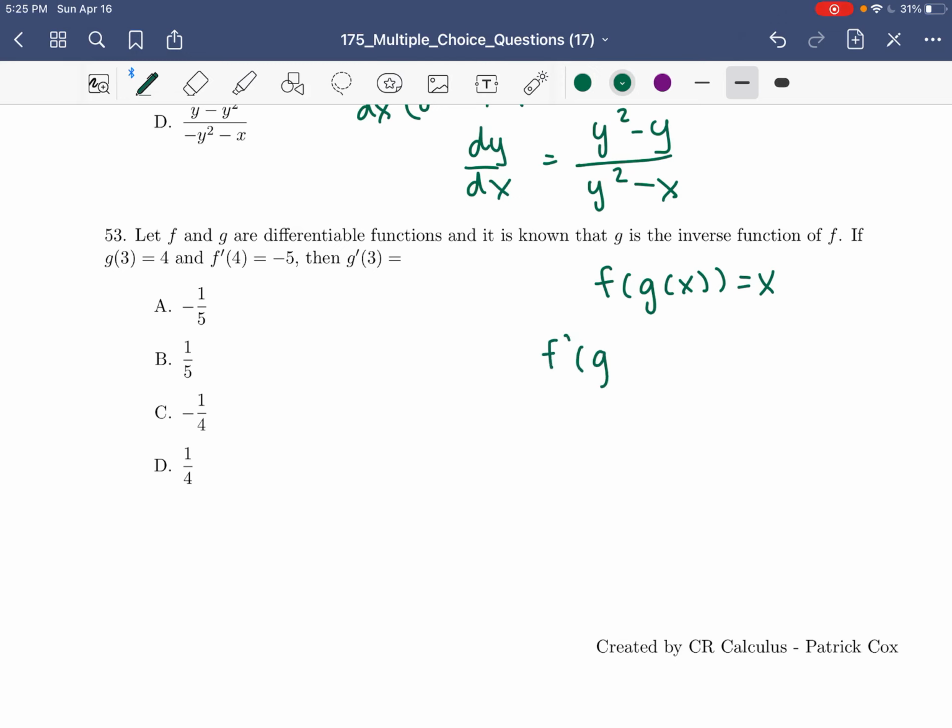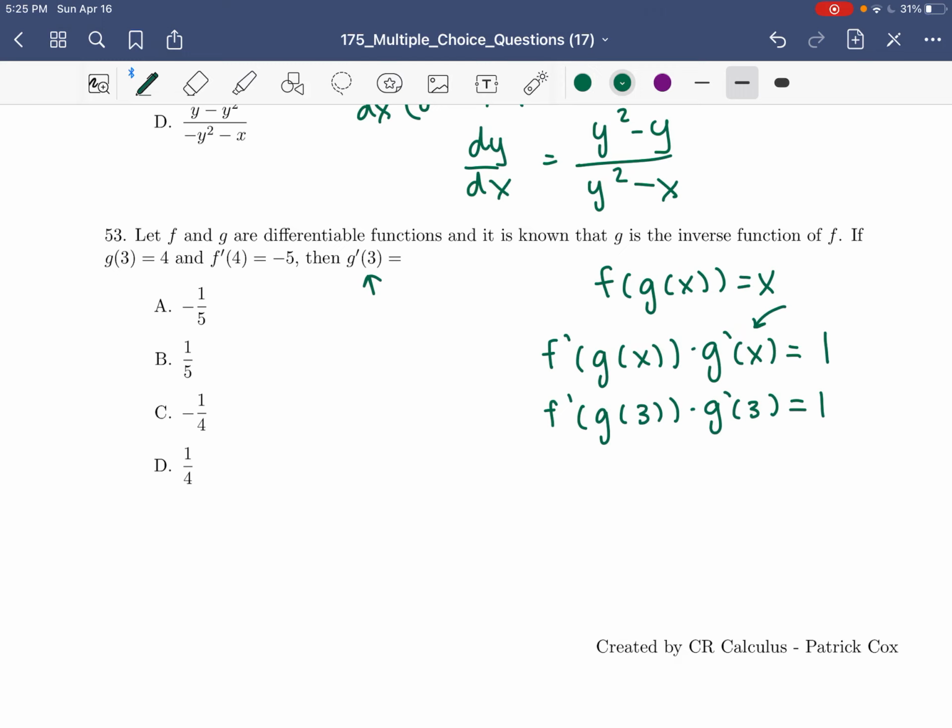So it's really going to be f prime of g of x times g prime of x equals derivative of x is going to be 1. So we need a chain rule there. And our whole point of doing this is we want g prime of 3, so we've created a g prime. Before, we didn't even have any way to get g prime. So now we are looking for g prime of 3. Let's plug everything in. So f prime of g of 3 times g prime of 3 equals 1.